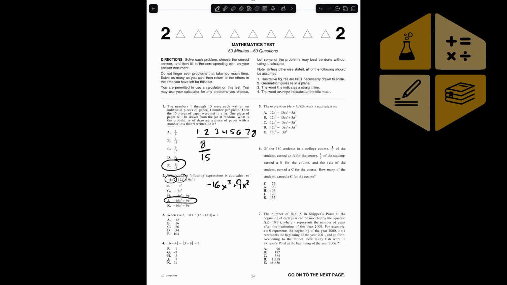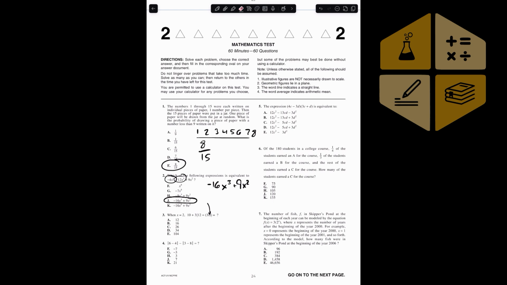So this looks like a PEMDAS question to me: parentheses, exponent, multiplication, division, addition, subtraction. In other words, order of operations. So what we need to do, of course, is take this x equals 2, plug it in right there where there's an x, and then simplify this question, using the parentheses from the inside out until we get a number.